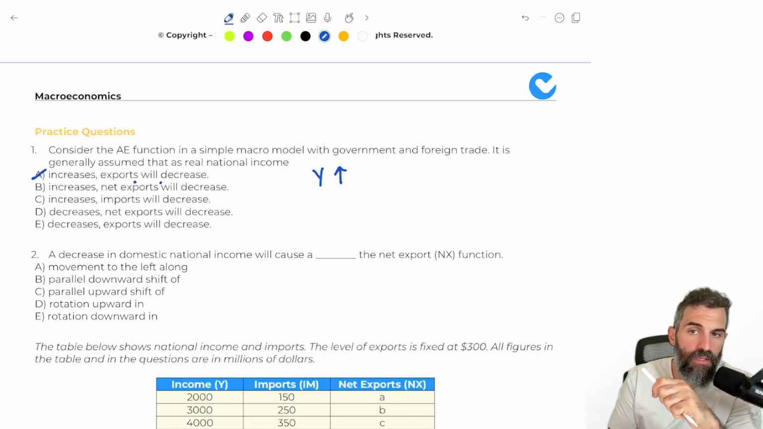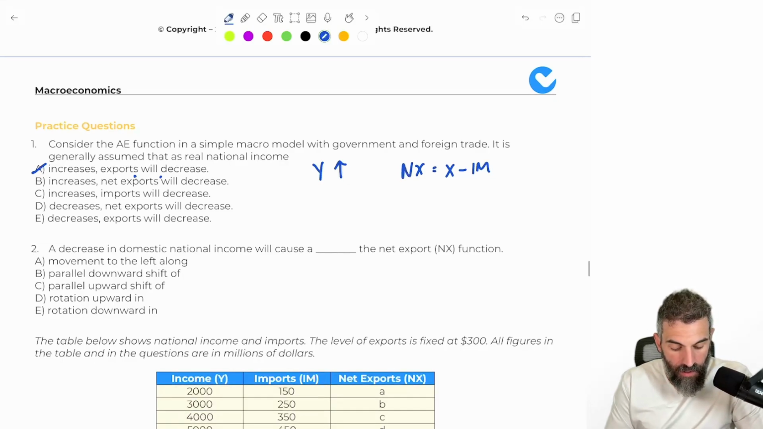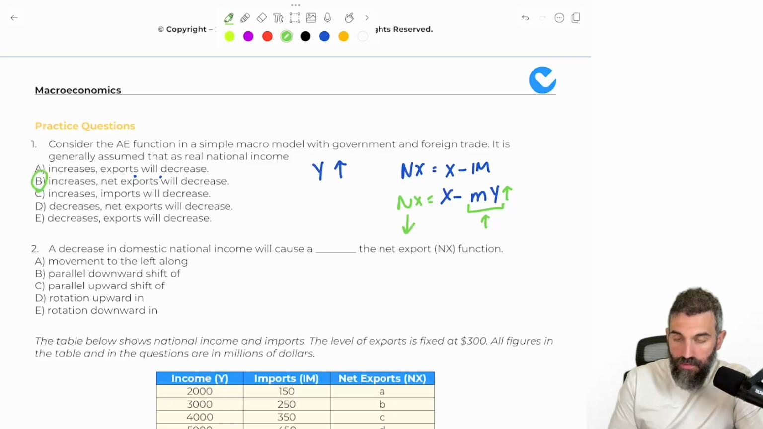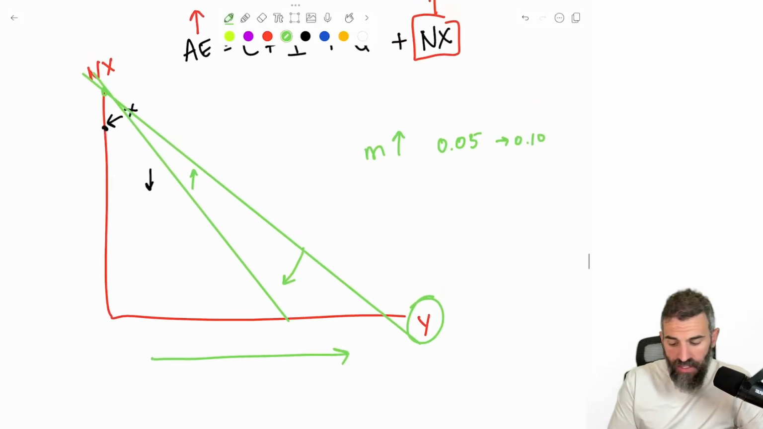B. If your real national income increases, net exports will decrease. Now, this is true. Why? Because net exports is a function of your imports as well. It's X minus IM. And IM, if we expand it, is M times national income. So if you have more national income, then you're going to import more, and so your net exports will actually fall. And you can see it on the graph too. As we move right along this axis, which is your national income, your net exports fall.